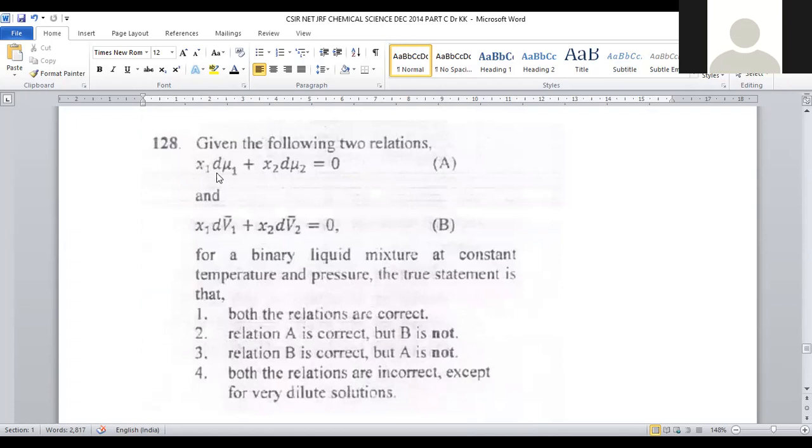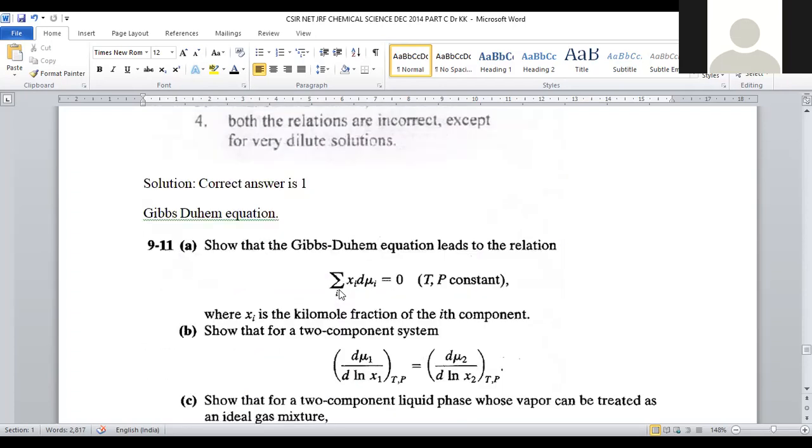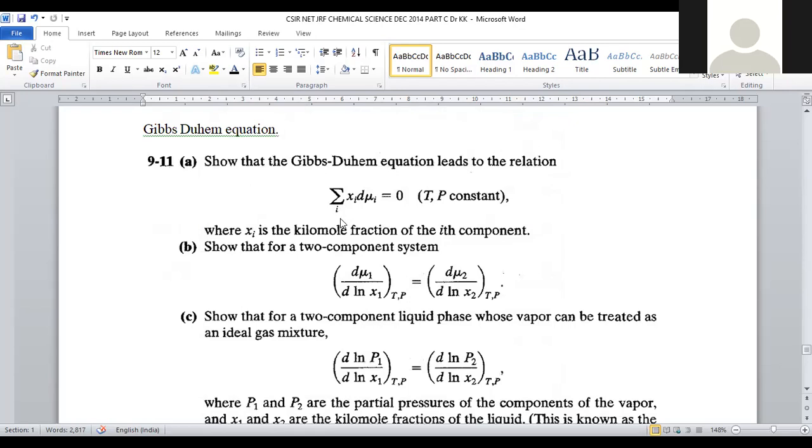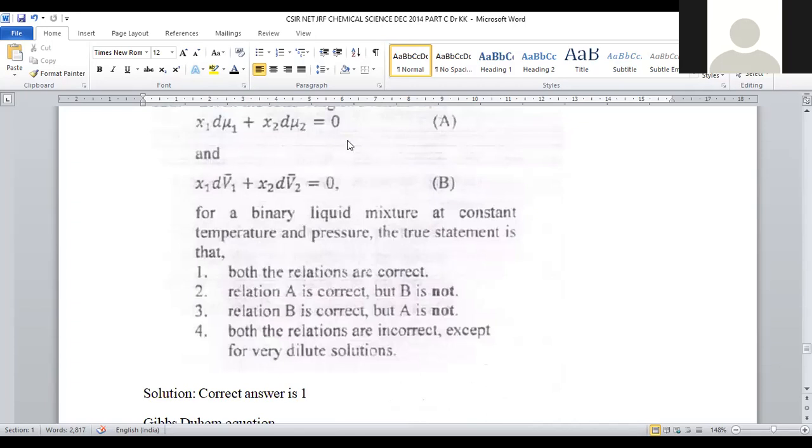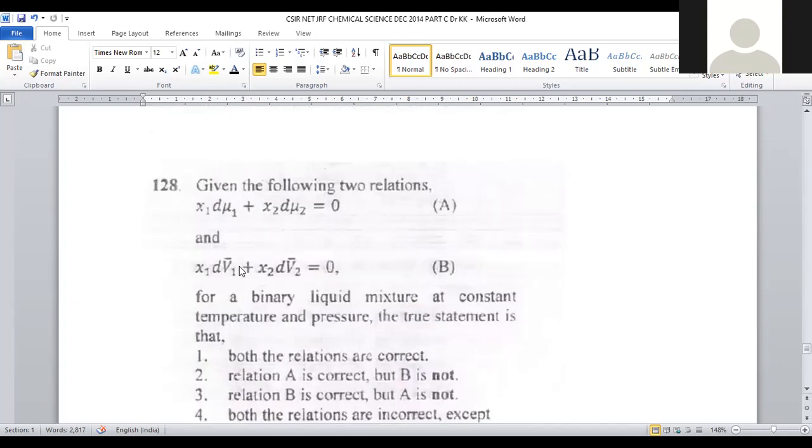Given the following two relations, x1 d mu1 plus x2 d mu2 is equal to 0, and x1 d v bar 1 plus x2 d v bar 2 is equal to 0, for the binary liquid mixture at constant temperature and pressure, the true statement is that. So in this case, what are the true statements? So first case, you can directly deduce it from Gibbs-Duhem equation. Gibbs-Duhem equation is the summation over i of xi d mu i is equal to 0.